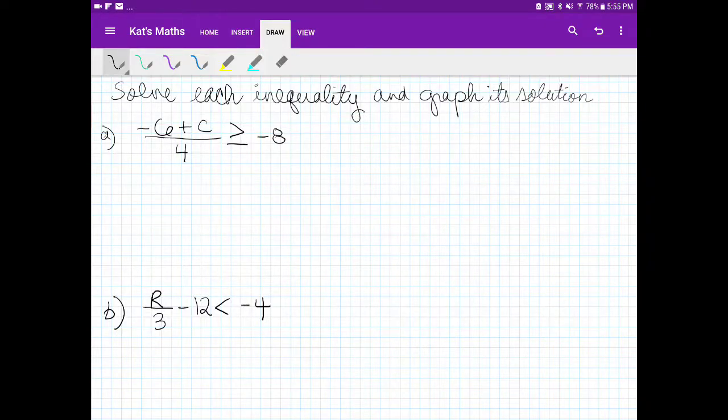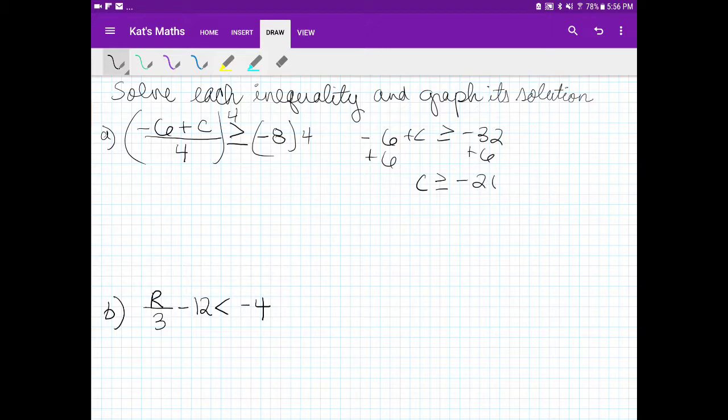This is the third CATS math video, and today we're focusing on solving inequalities and graphing their solutions, and also solving absolute value equations. So here we have negative 6 plus c divided by 4 is greater than or equal to negative 8. So I'm going to multiply to get rid of that 4. Negative 6 plus c is greater than or equal to negative 32. And then add to get rid of the negative 6. So we have c is greater than or equal to negative 26.